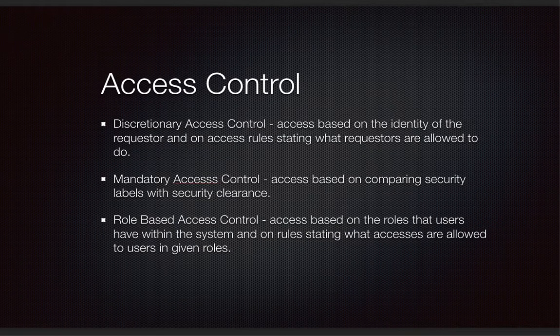Access control. There are three types of access control: discretionary access control, mandatory access control, and role-based access control. Discretionary access control: access is based on the identity of the requester and on access rules stating what requesters are allowed to do. Mandatory access control: access is based on comparing security labels with security clearances. Role-based access control: access is based on the roles that users have within the system and on rules stating what accesses are allowed to users in given roles.